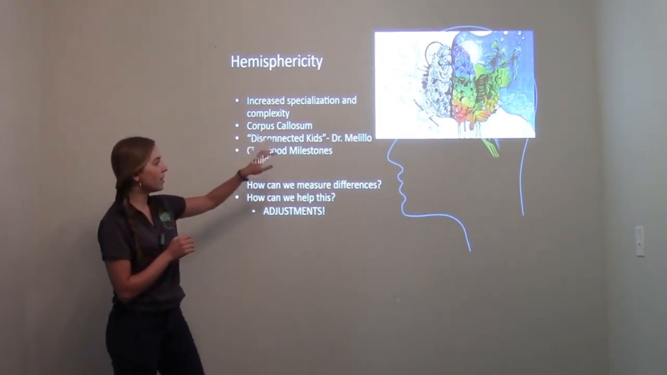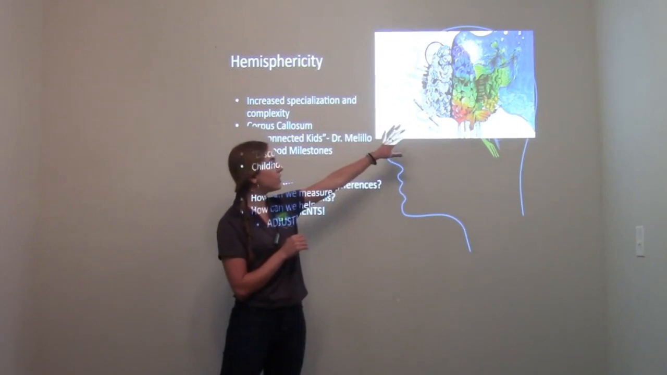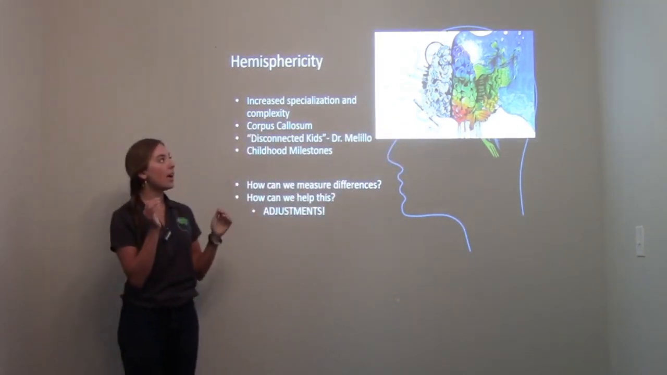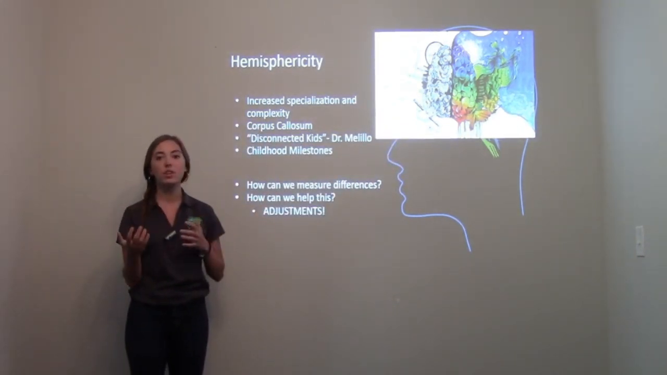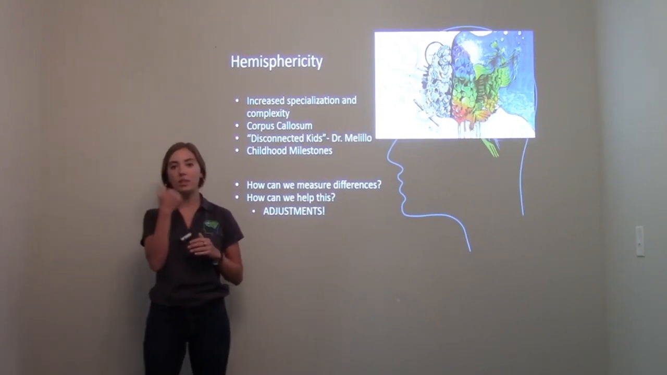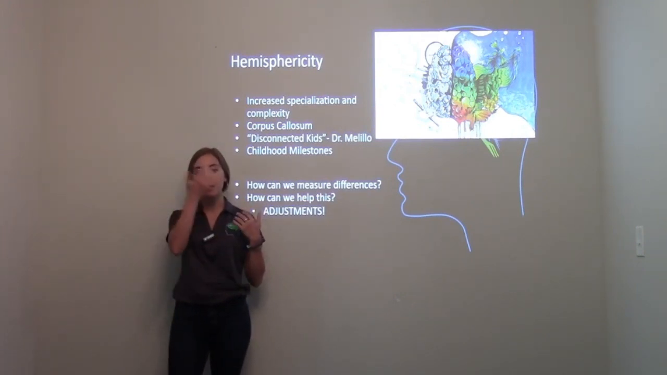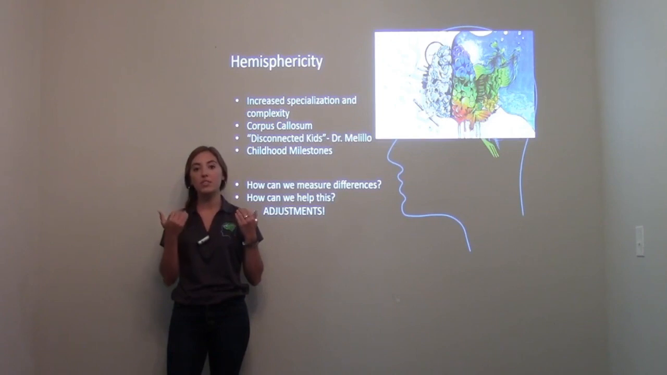So the way that these two hemispheres connect with one another and communicate is through our corpus callosum. Our corpus callosum is a midline structure that allows our two hemispheres to stay in sync. And ideally, we want our hemispheres to be in balance and be functioning at the same level and working well together.